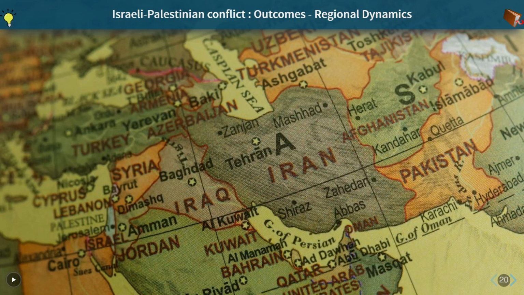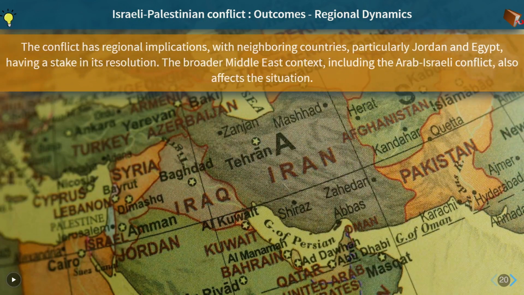Regional dynamics. The conflict has regional implications, with neighboring countries, particularly Jordan and Egypt, having a stake in its resolution. The broader Middle East context, including the Arab-Israeli conflict, also affects the situation.